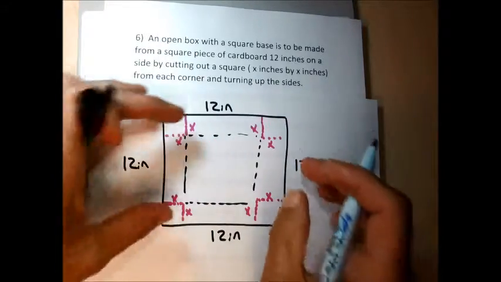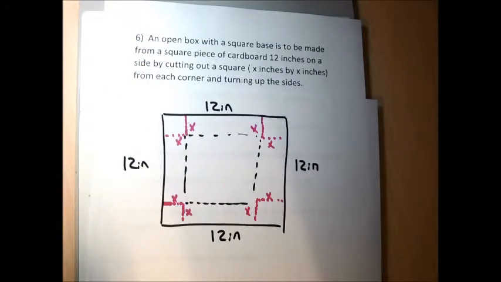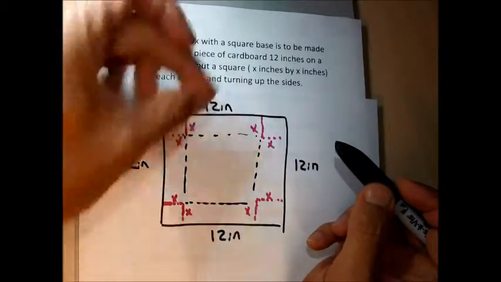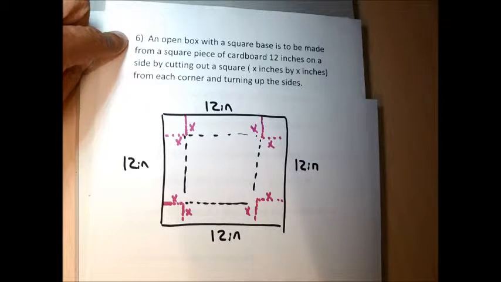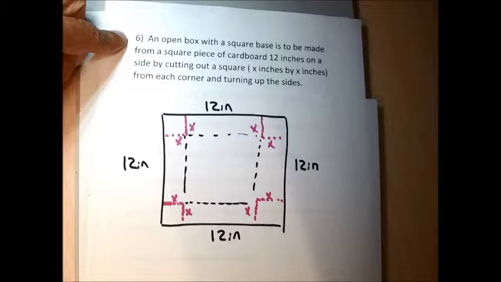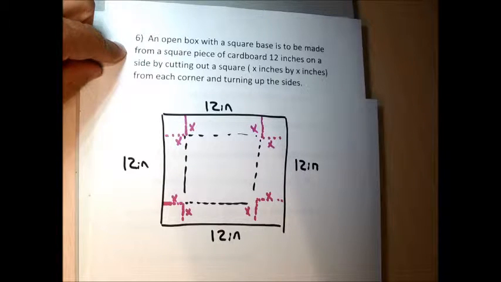All these sides, when you fold them together, will make essentially the bottom of an open box, a box without a top. So I'm going to fold this up, fold that up, fold that up, and fold that up, and you're going to get a box without a top. So this is an open box with a square base, to be made from a square piece of cardboard that's 12 inches by cutting out a square x by x inches from each corner and turning up the sides.